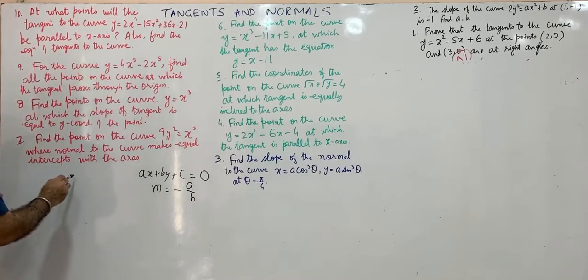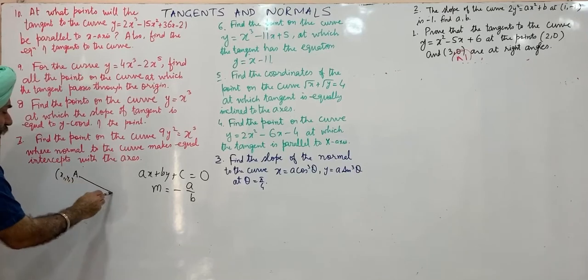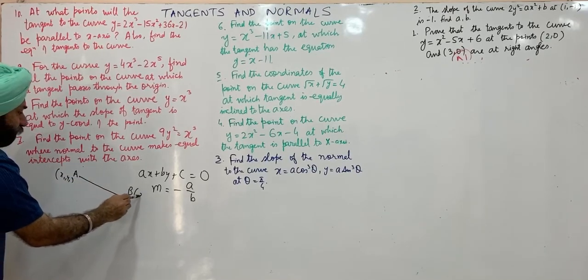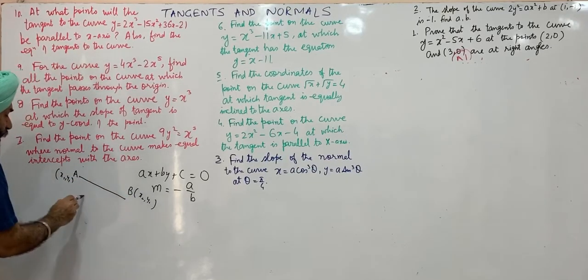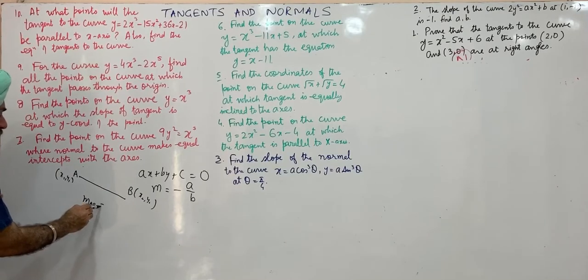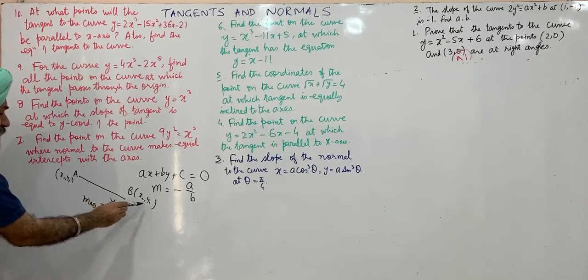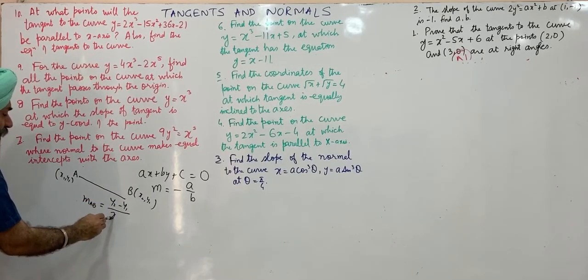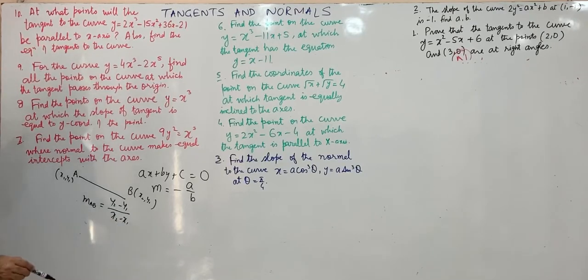In case 2 points on the line are known, this is A, let's say x1, y1, and the second point is B, x2, y2, then the slope of line segment AB is given by y2 minus y1 upon x2 minus x1. Difference of y coordinates upon difference of x coordinates.